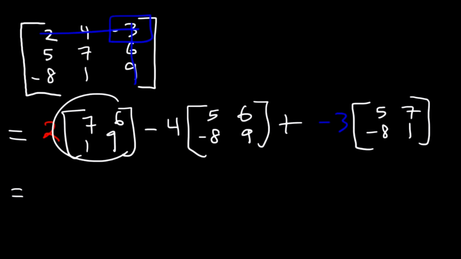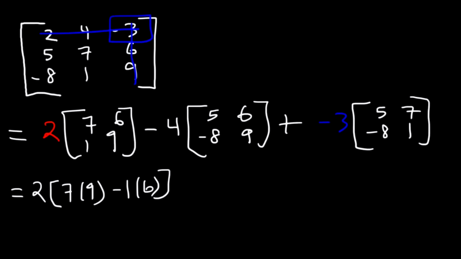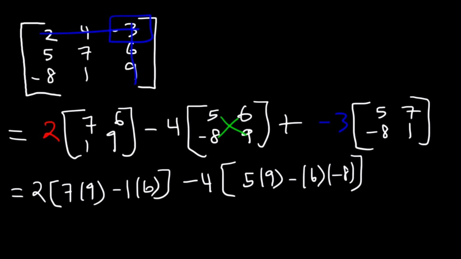Now let's evaluate these 2 by 2 matrices. So it's 2, and then it's going to be 7 times 9 minus 1 times 6. Multiply these two first, 7 and 9, and then minus 1 times 6. The next one's going to be 5 times 9 minus negative 8 times 6. So first we have a negative 4, and then 5 times 9 minus 6 times negative 8. And then we're going to have negative 3 times 5 times 1, which is 5, minus negative 8 times 7, which is negative 56.